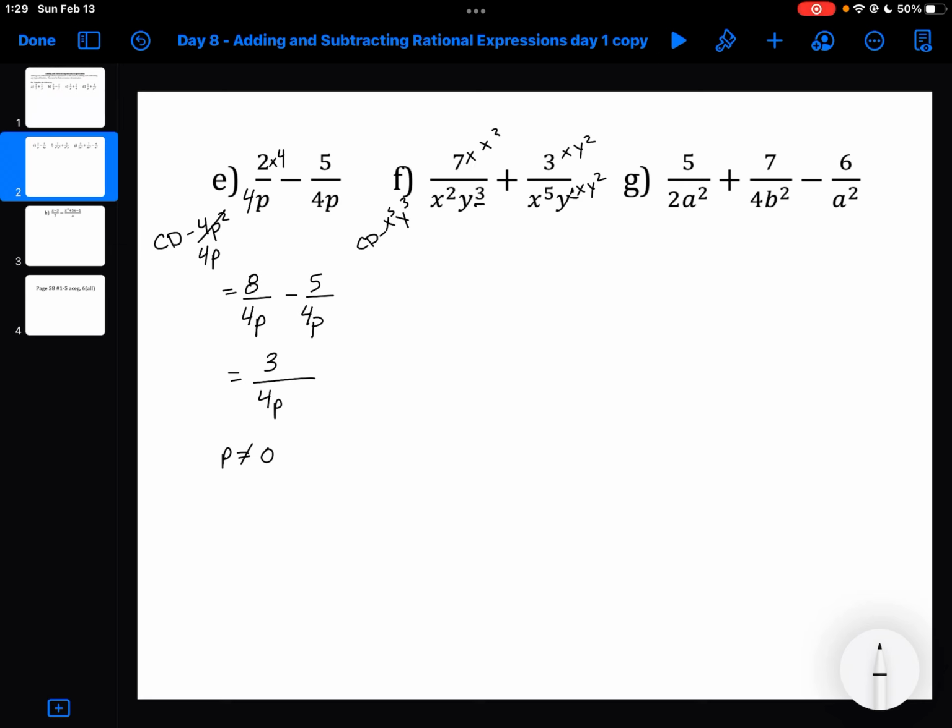So my first fraction, I'm multiplying the top and the bottom by x cubed to change that exponent on the x. And my second fraction, I'm changing my exponent on the y by multiplying the top and the bottom by y squared. So I'm going to be left with 7x cubed over x to the 5, y to the 3. And in my second fraction, I'm going to be left with 3y squared over x to the 5, y to the 3. Now my denominators are common, so I can add my numerators together.